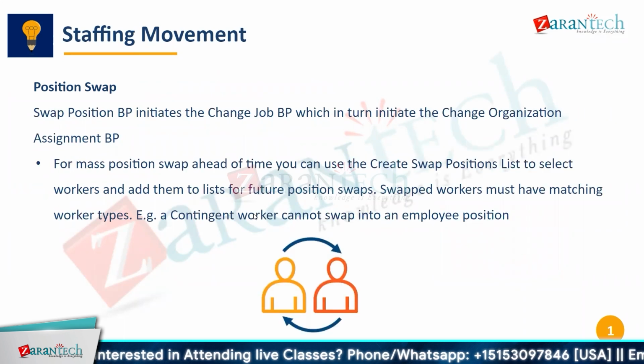So while doing a position swap, the swap position BP initiates a change job business process, which in turn initiates a change organization assignment BP. So if you're doing a mass position swap ahead of time, you can use the create swap position list, select workers, and then add them to the list for future position swaps. Swap workers must have matching worker types. Example, a contingent worker cannot be swapped into an employee position.